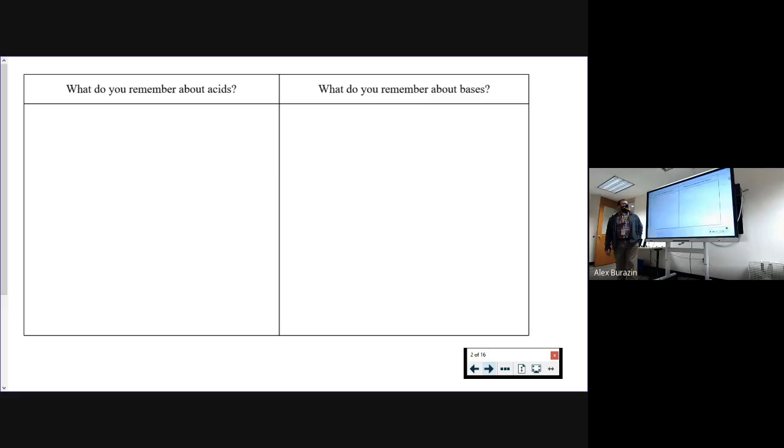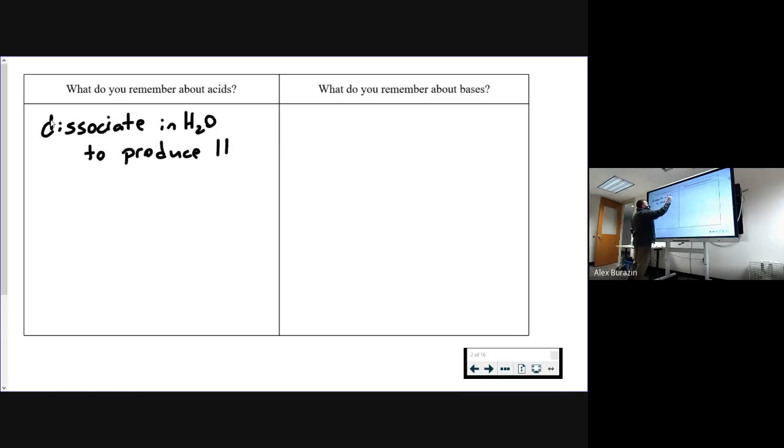All right. So, what do we remember about acids? What do you got for me? When they dissociate in water, it produces H+. Yeah, that's the Arrhenius definition. What else do we know about acids? Or bases, I suppose. I'll just open it up. I don't care which side you're going on here, but what else do we know? But either of these. And folks at home, feel free to unmute and participate.